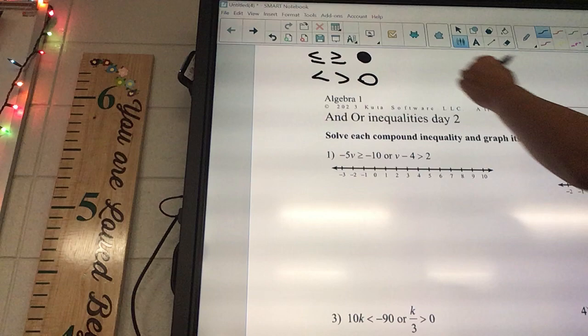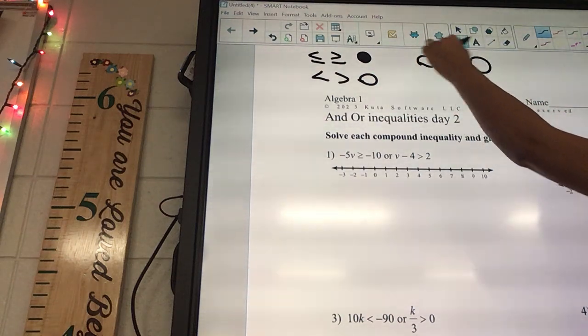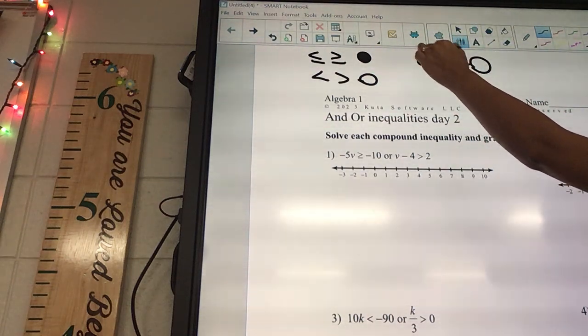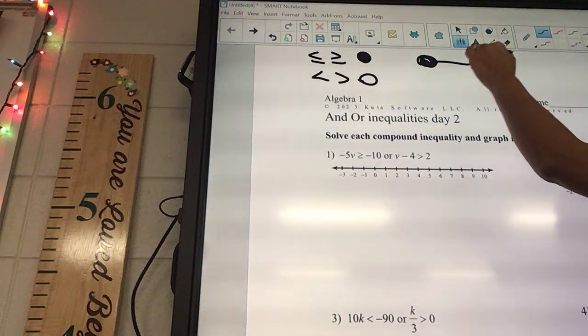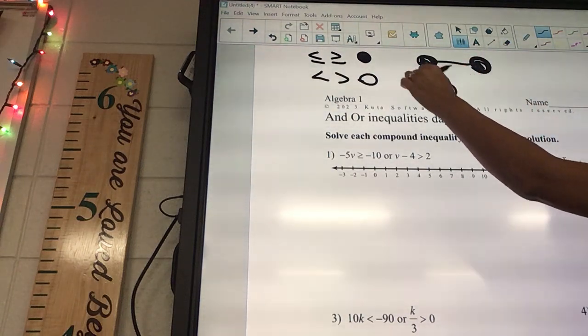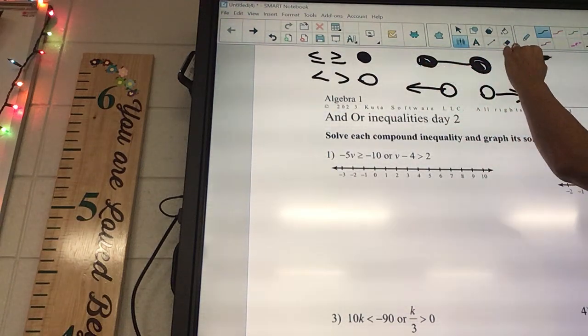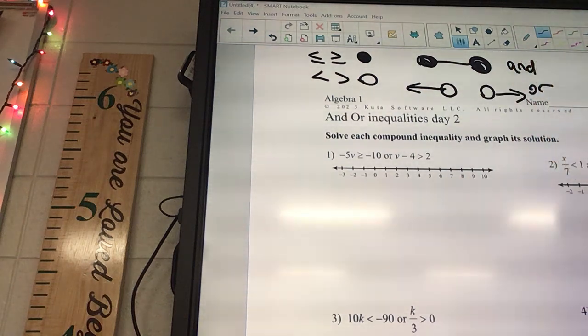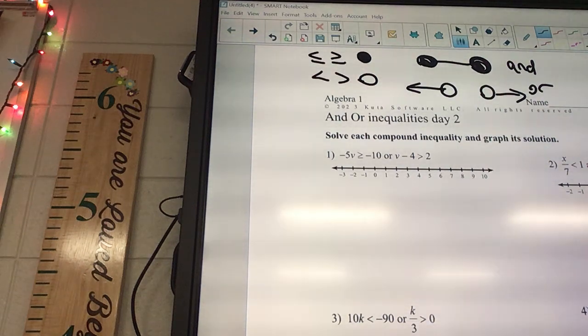Yeah, it's together, okay? So you might have one or both open, or one closed, or both closed, okay? And or obviously looks like they're both pointed out. Okay, and so that's the difference between those. Okay, so if we look at number one, there's really two equations going on up here.